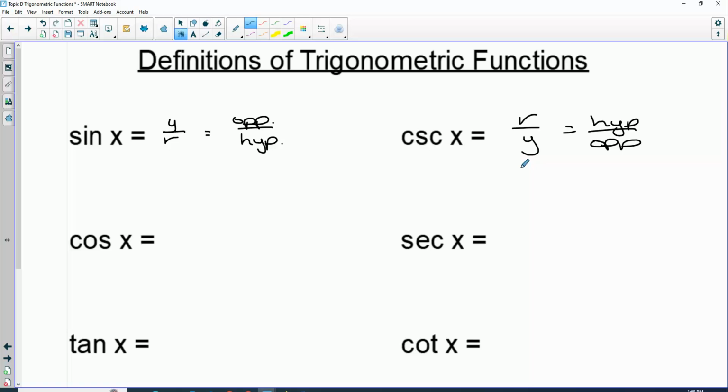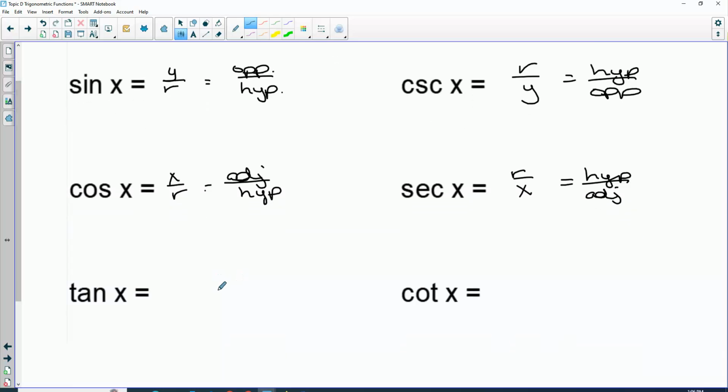Okay, cosine is x over r, or adjacent over r. Okay, secant is the reciprocal, so r over x or hypotenuse over adjacent. And tangent, I think it's y over x. You think so? I hope so. So opposite over adjacent, and then cotangent is flipped.